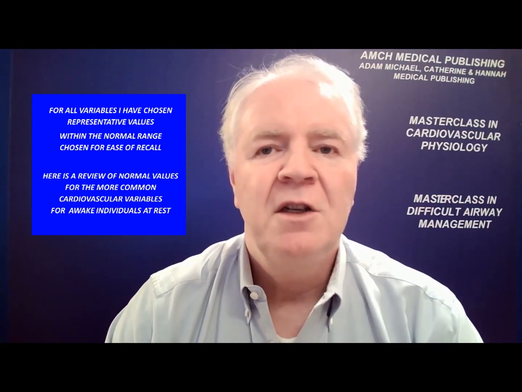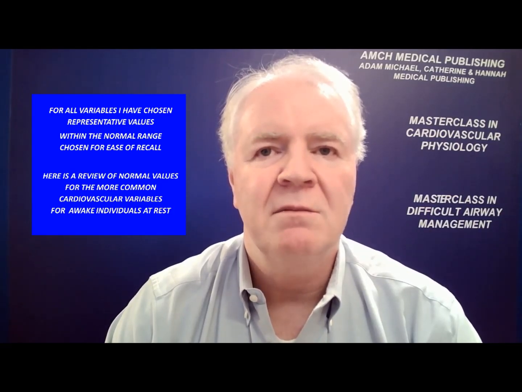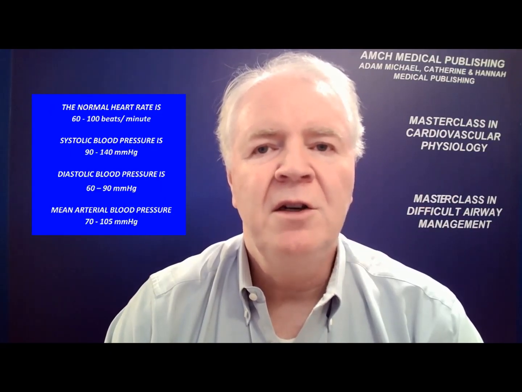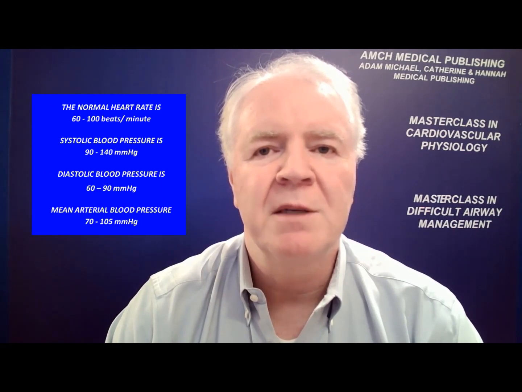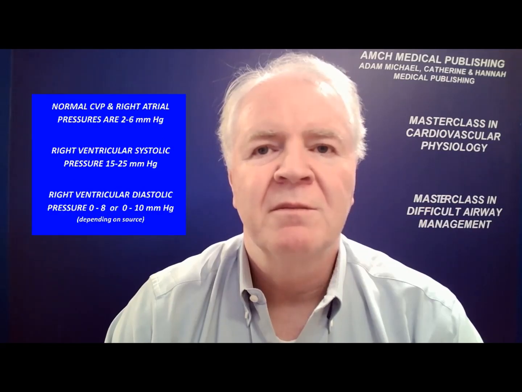You do not have to remember all of these, but you may find that you automatically remember them because you use them in your daily practice. But let's start with the easy stuff. The normal heart rate is 60 to 100 beats per minute. Systolic blood pressure is between 90 and 140 millimeters of mercury, and diastolic blood pressure is between 60 and 90 millimeters of mercury, with a mean arterial blood pressure between 70 to 105 millimeters of mercury.